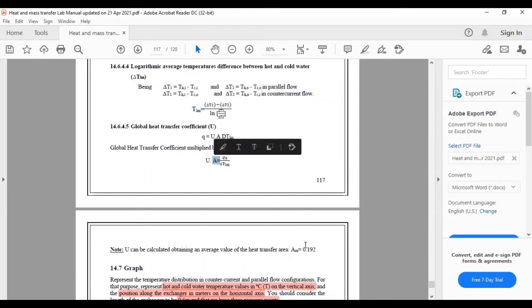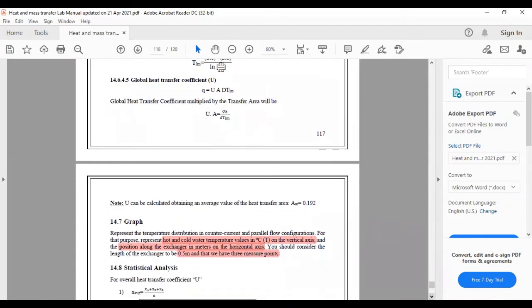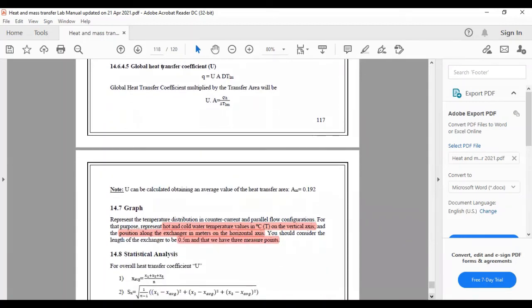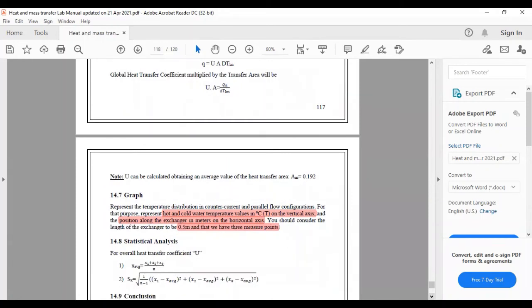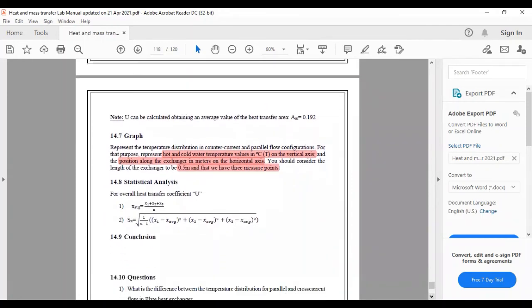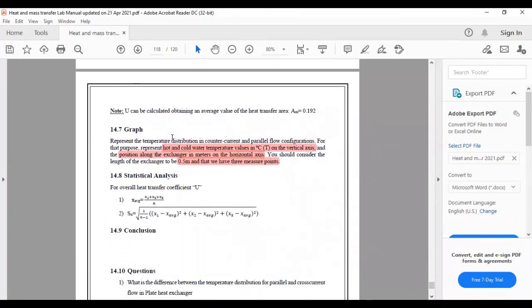The area used here is 0.192 meters squared. This is the heat transfer area, given in the literature or the lab manual of this apparatus. And so we will get U, the global heat transfer coefficient. So we have got LMTD as well as the global heat transfer coefficient, and that was what we had to measure in the experiment. Now the next stage is to draw the graph.